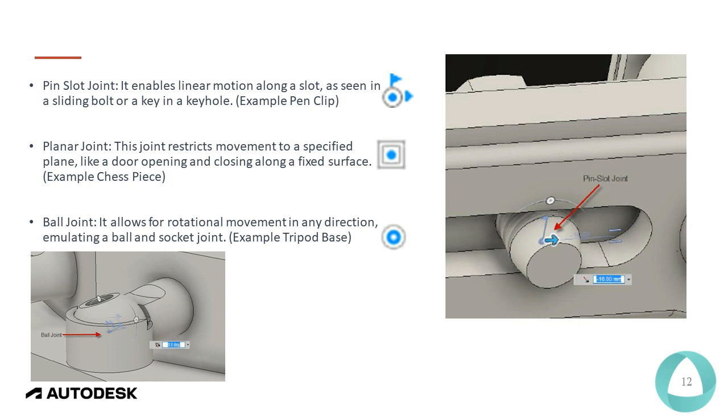Next is the pin slot joint. It enables linear motion along the slot, as seen in a sliding bolt or a key in a keyhole. An example of that would also be a pen clip. Next is the planar joint. This joint restricts movement to a specified plane, like a door opening and closing along a fixed surface. Also, another example of that would be a chess piece. Then we have the ball joint. It allows for rotational movement in any direction, emulating a ball in a socket joint. Another example of that would also be a tripod base.